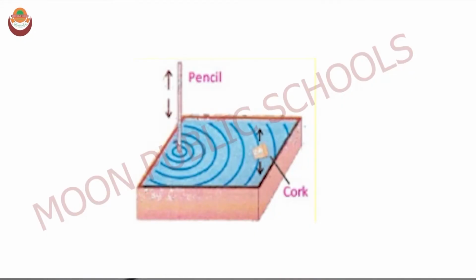Now move toward activity number 1. You can see in this figure a pencil is dipped in a tub of water. Now the pencil is moved up and down vertically. The disturbance in the form of ripples produces water waves in the tub which move away from the source. Now a cork is present on the surface of the water at the other end from the pencil. When these waves reach the cork, the cork also starts moving up and down about its point. The net displacement of the cork is 0. So the cork repeats its vibratory motion about its mean position.